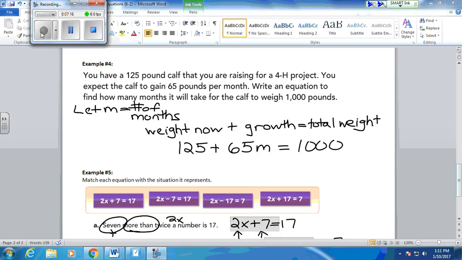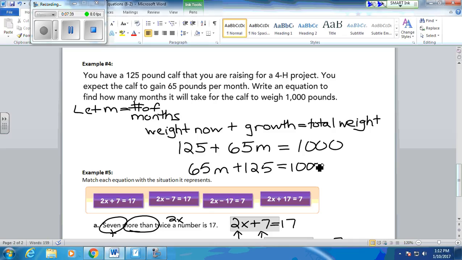Okay, because my equation is showing addition, if you had 65m plus 125 equals 1,000, that would also be correct. If it was showing subtraction, you just need to make sure that the subtraction sign follows the term that it's attached to.